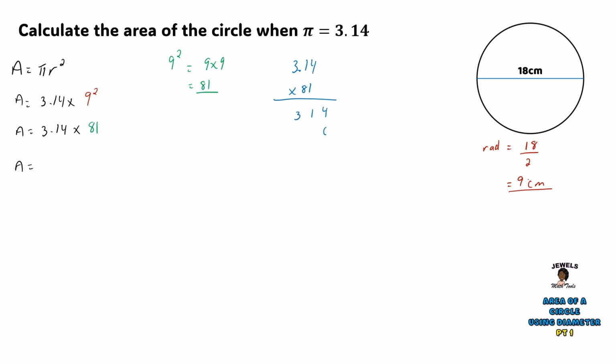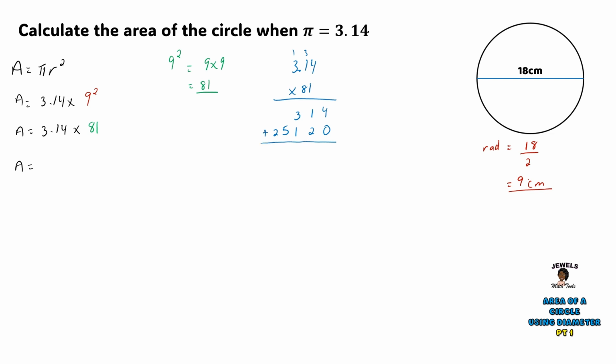We're going to add a 0 and then begin multiplying with my 8. 8 times 4 is 32. We'll add our 2, carry the 3. 8 times 1 is equal to 8 plus 3 is 11. So we put our 1 and carry the 1. 8 times 3 is 24 plus 1 will equal to 25.